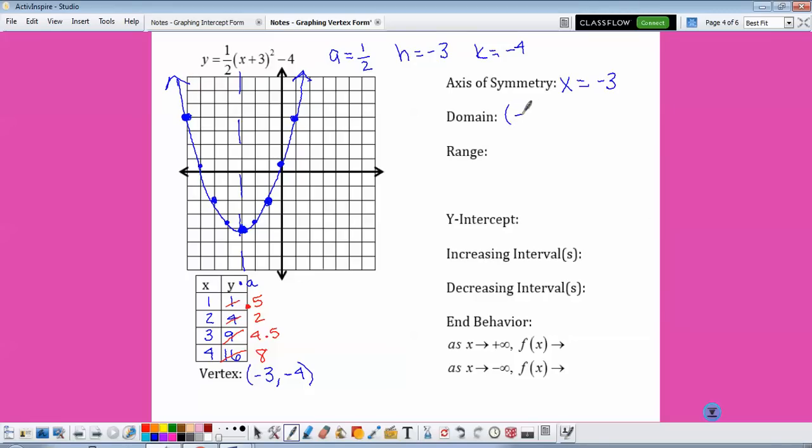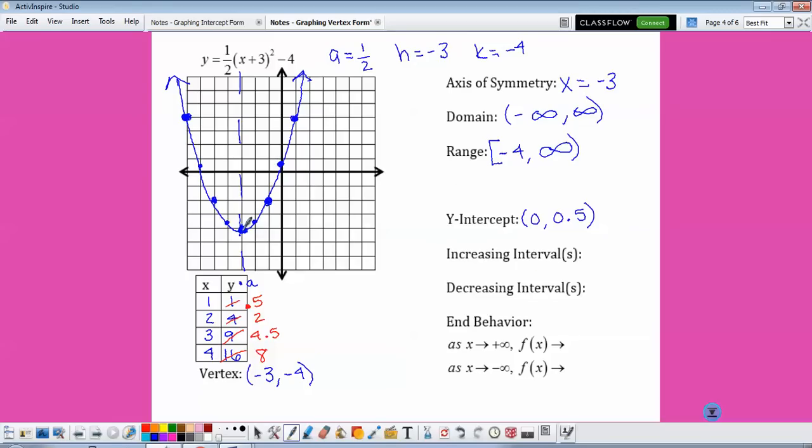Domain would be -infinity to infinity because we have arrows on both sides. Range would go down to -4 and then up until infinity. My y-intercept is at (0, 0.5). Now you may notice that this one doesn't ask for the x-intercepts. If you look, it's kind of hard to tell where it is because the point's like right above it. It doesn't cross at a nice whole number integer point, so sometimes it's just not going to ask you for it.